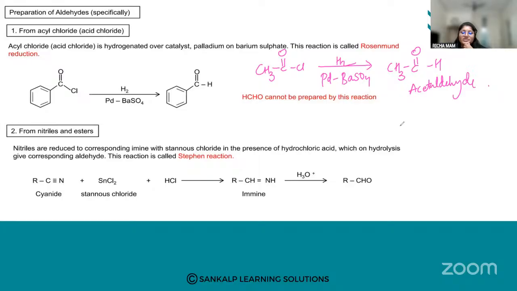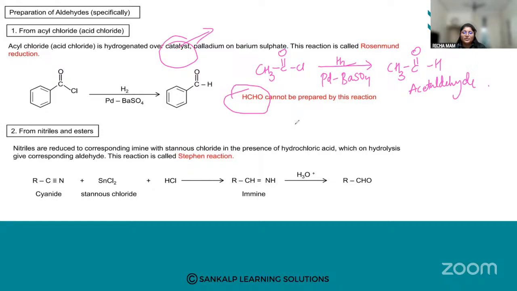Understood? So the aldehyde which is formed can be further reduced to alcohol. To prevent this, the catalyst is poisoned by adding a small amount of sulfur or quinoline, so that the further reaction does not occur. So from this method, formaldehyde cannot be prepared, because formyl chloride is unstable at room temperature. Remember this. So acyl chlorides can be converted into aldehydes by hydrogenation over a catalyst, palladium on barium sulfate, and formaldehyde cannot be prepared by this reaction.